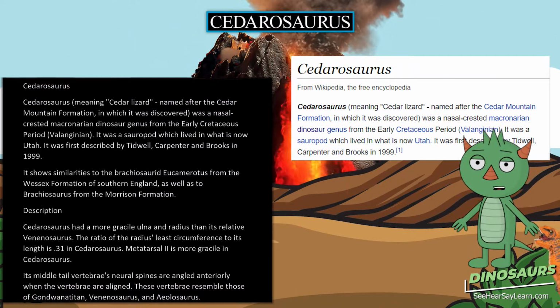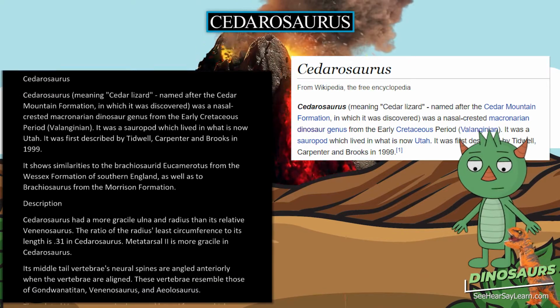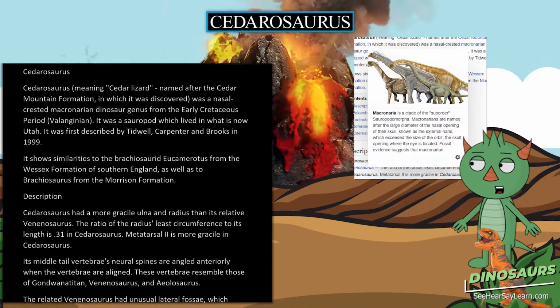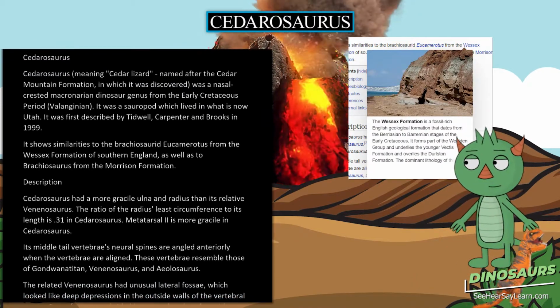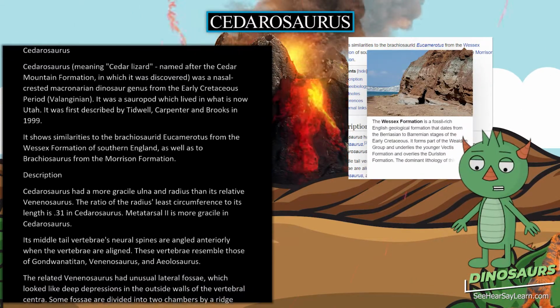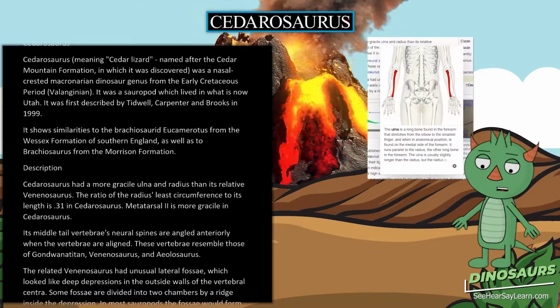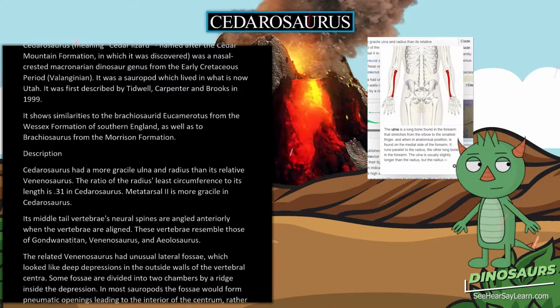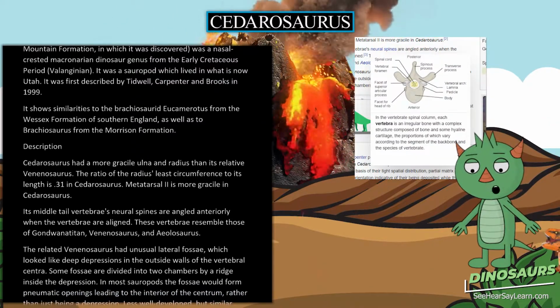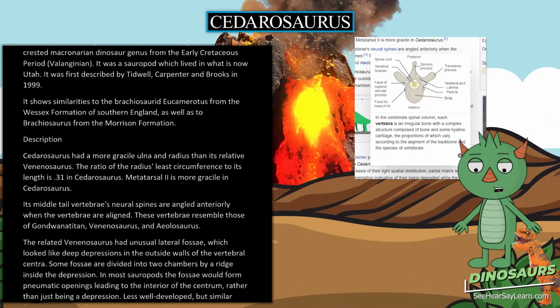It shows similarities to the Brachiosaurid Eucamerotus from the Wessex Formation of southern England, as well as to Brachiosaurus from the Morrison Formation. Description: Cedarosaurus had a more gracile ulna and radius than its relative Venenosaurus. The ratio of the radius least circumference to its length is 0.31 in Cedarosaurus. Metatarsal 2 is more gracile in Cedarosaurus.